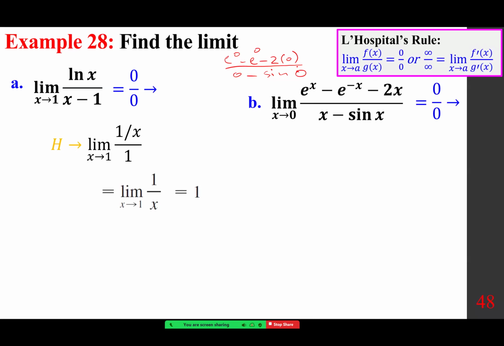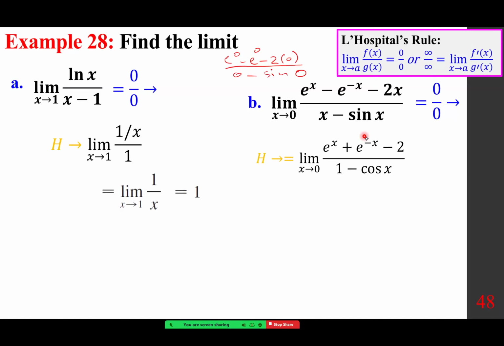Because it's 0 over 0, I can use L'Hopital's rule, meaning I'm going to differentiate this. I get e to the power of x. I'm going to differentiate this. I get minus e to the power of x, but this becomes plus. I'm going to differentiate this. I get minus 2. That's for the top. I'm going to differentiate this. I get 1. Minus, I'm going to differentiate this. I'm going to get cosine x. So differentiate the top, differentiate the bottom. It is not the quotient rule of differentiation.